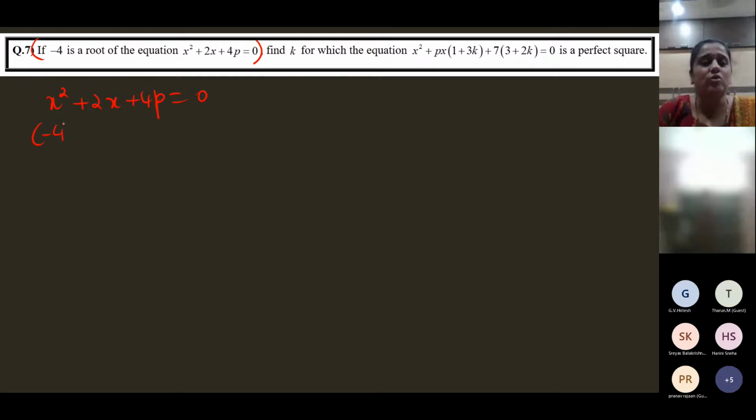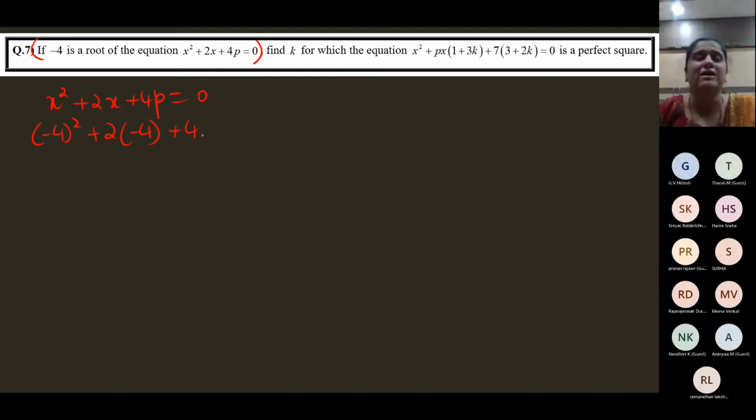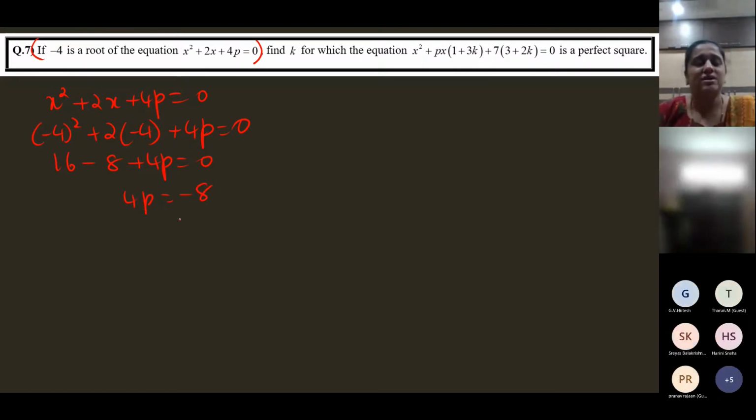So minus 4 the whole square plus 2 into minus 4 plus 4p. Don't put minus 4 for p, only for x. Wherever there is x, use minus 4. So 16 minus 8 plus 4p is equal to 0. 4p is equal to minus 8 when it goes to the other side, p is equal to minus 2. So we found the value of p.